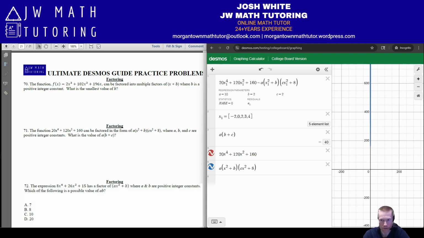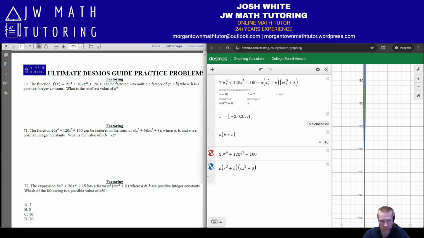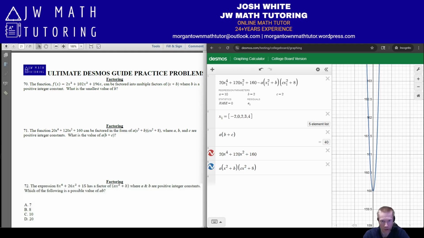Okay, way up here, it's real narrow. But hopefully you can see, it's a little easier to see now, that this is the original. This is the factored form based on A, B, and C from regression, and notice they overlap, meaning they are identical, i.e. it is factored correctly. Therefore, the correct answer for this, again, is just 40.